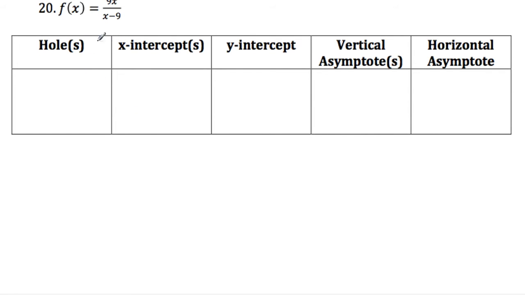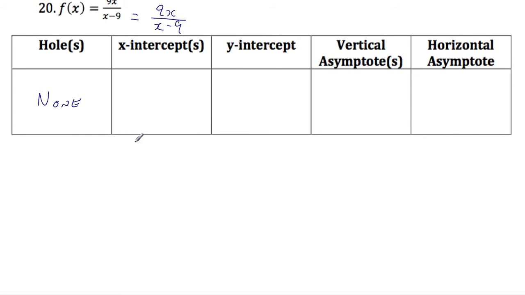At the top this was kind of cut off, but we have f of x is equal to 9x over x minus 9. What we want to do is find all the different pieces here. Holes, remember, are when we have common factors in the numerator and denominator. Both are already factored. You can't factor these anymore. So there is no common factor, so there are no holes. We can just write none.